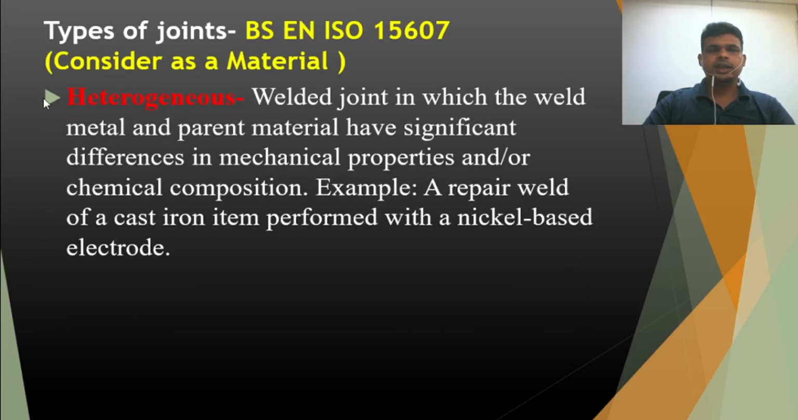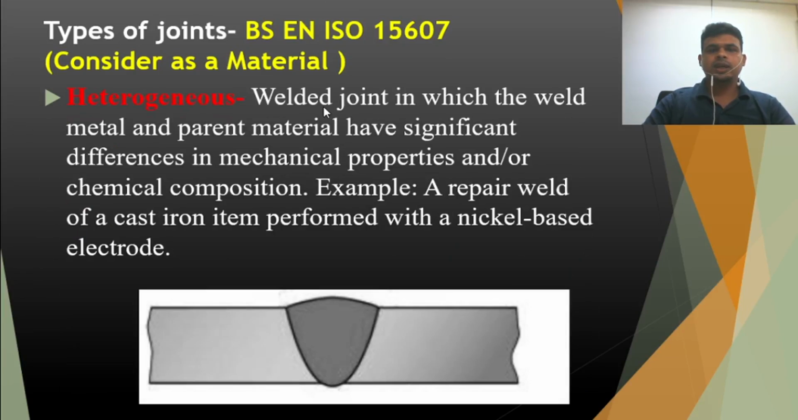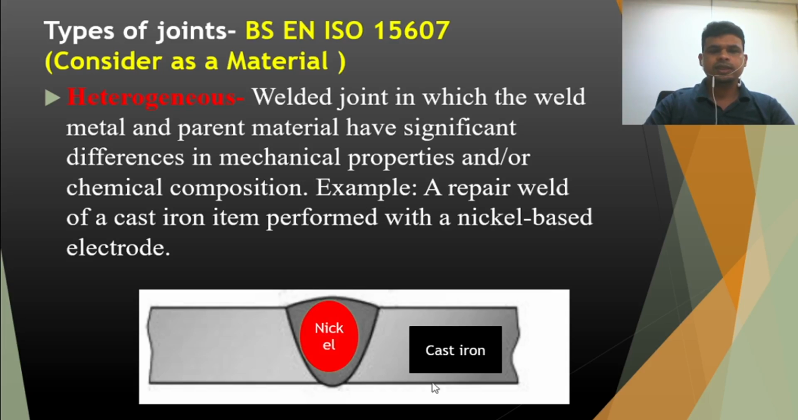So next is the heterogeneous. What is the heterogeneous? Heterogeneous is the welded joint in which the weld metal and parent metal have significant difference. So previously we saw there is no significant difference, but here the weld metal and parent metal are different in mechanical properties and chemical composition. Example: a repair weld of a cast iron item performed with a nickel based electrode. If you consider this is the cast iron, then the weld metal is nickel based. So this is called the heterogeneous weld.